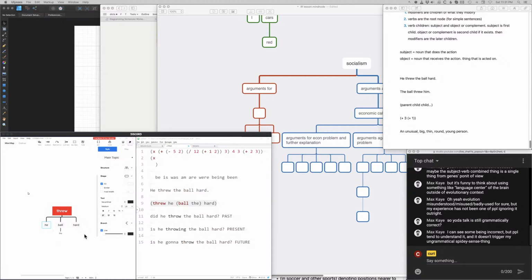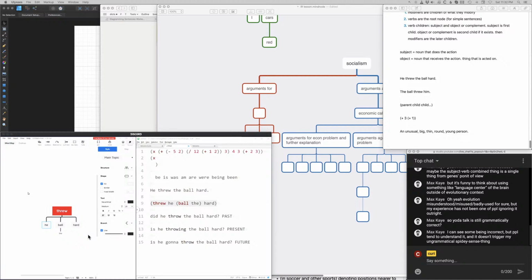Okay. The order is not so important with modifiers, but with the subject and the object, you want to make those the first two things under the verb, and you want to put them in order. That way people can always find them and know what order they go in. So any properly grammatical sentence can be turned into a tree? Yes.